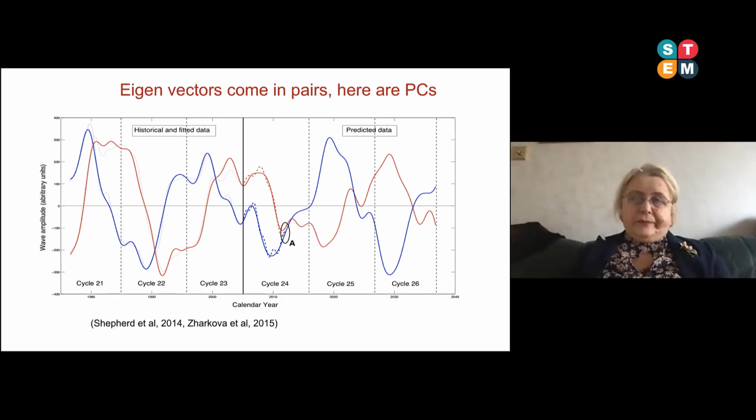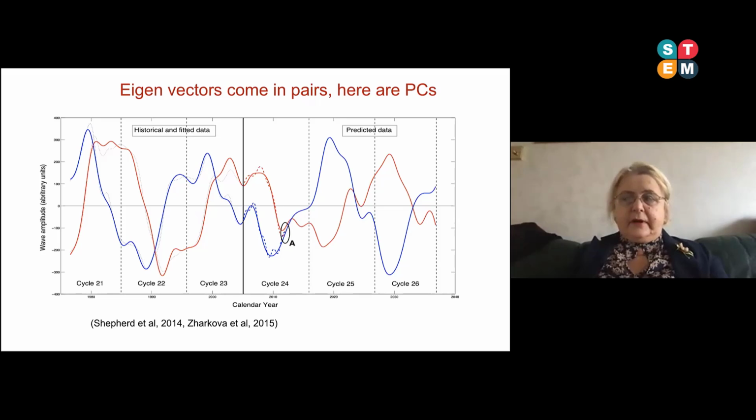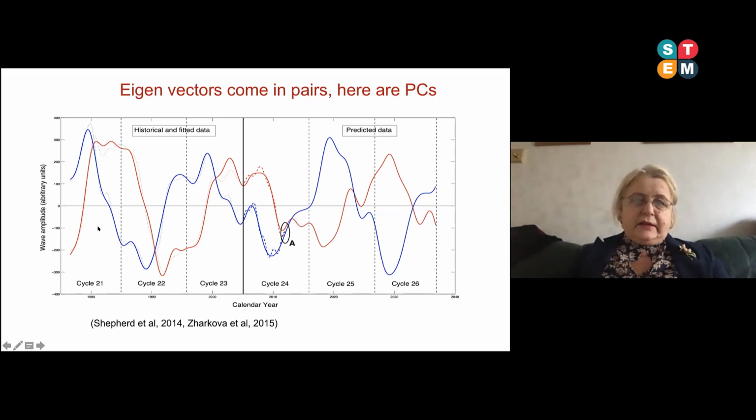So applying this principal component analysis, we managed to resolve now 2 principal components, 2 waves on the solar surface. And this is using the data of cycles 21, 22, 23 of full disk magnetograms of Wilcox Solar Observatory. And we obtained these principal components shown by the red line and the blue line.